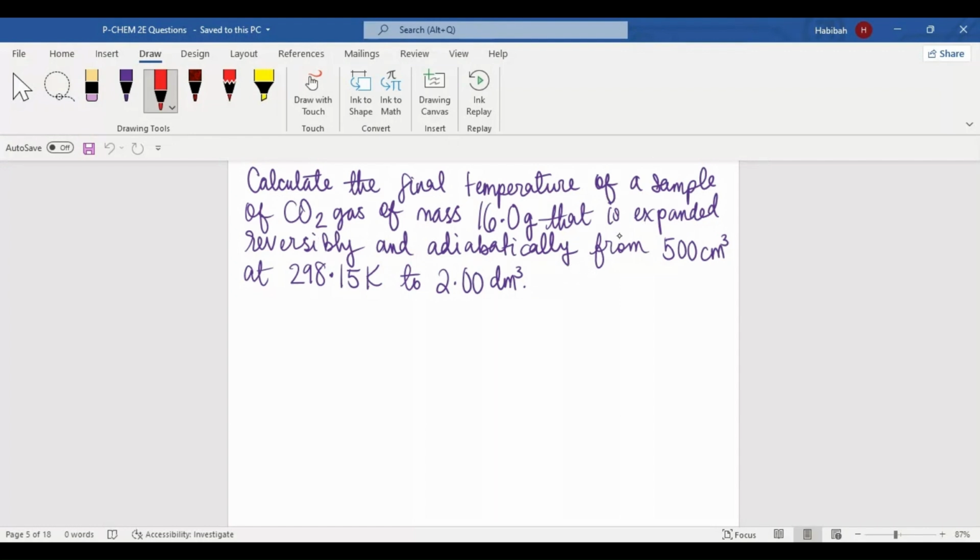The first thing you have to note is that we're told that this is a reversible adiabatic expansion problem. So anytime you have questions like this, you make sure you remember that you're going to be dealing with a specific formula for this question.